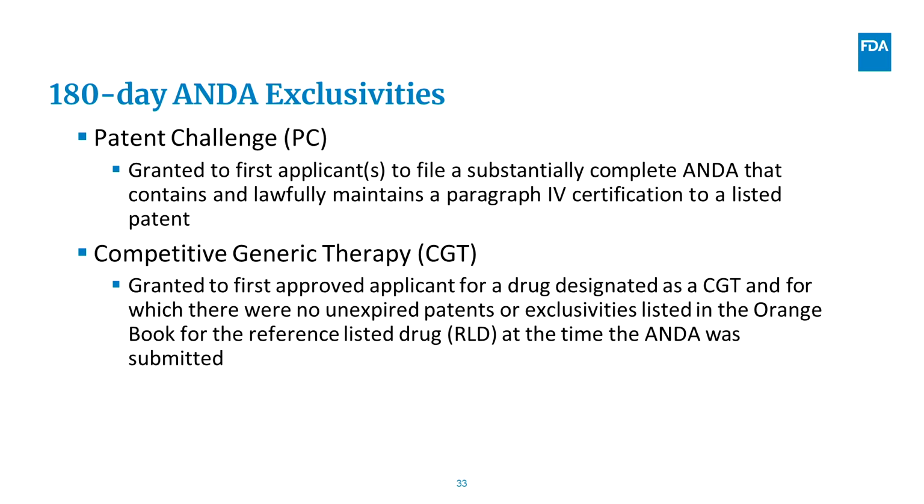And our 2 ANDA exclusivities, these are both 180-day exclusivities. We have our PC, or patent challenge. This is granted to the first ANDA applicant or group of applicants that file a substantially complete ANDA, which contains and lawfully maintains a paragraph 4 certification to a listed patent. And then we have the CGT, or competitive generic therapy exclusivity. This is granted to the first approved applicant for drugs designated as CGT, and for which there were no unexpired patents or exclusivities listed in the Orange Book or the reference listed drug at the time the ANDA was submitted.